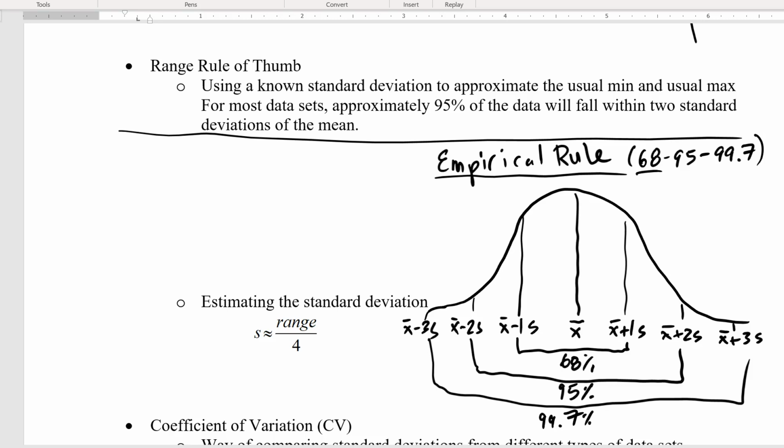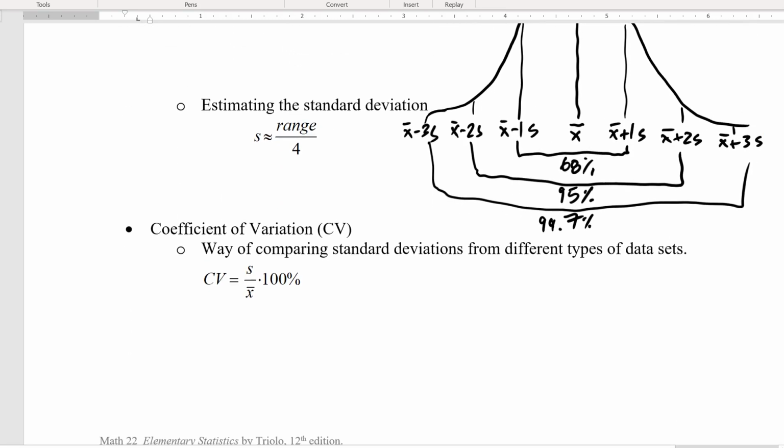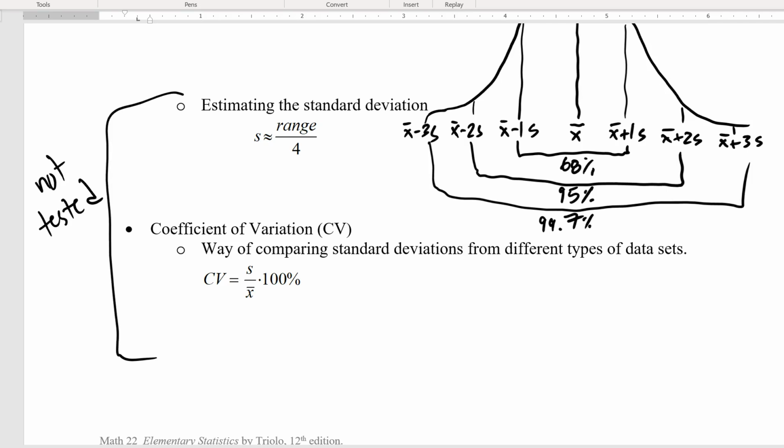Okay? There is a way of estimating standard deviation. If I take the range from the max minus the min and I divide it by 4, then I'm going to get an approximate standard deviation. There will also be some questions on the coefficient of variation in your homework. All of this is not tested. It's an interesting discussion. It's good to go over.